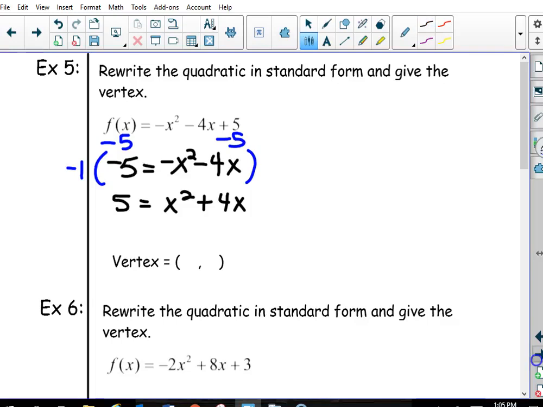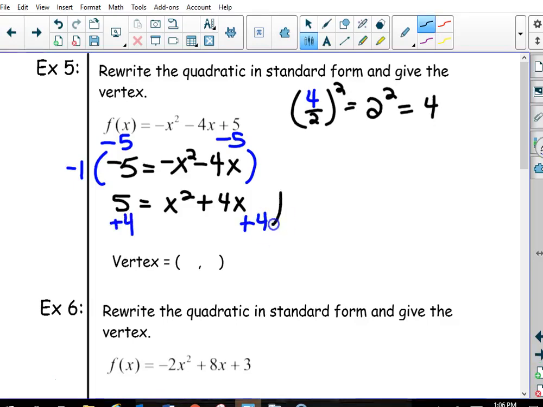All right, so calculating, my b is 4. I'm calculating what I have to add to make it a perfect square trinomial. I get 2 squared, which is 4. So I'm going to add 4 to both sides. I get 9 equals, okay, so x squared plus 4x plus 4, I can just write as x plus 2 all squared. So I'm going to subtract the 9.